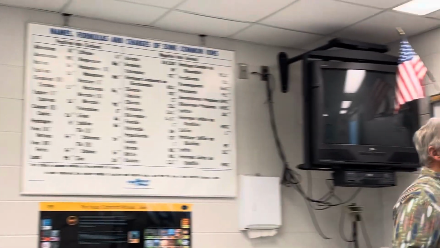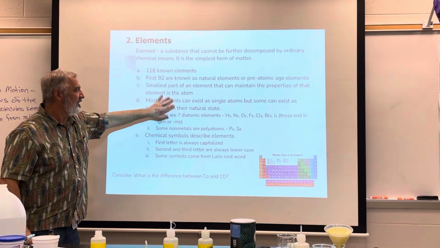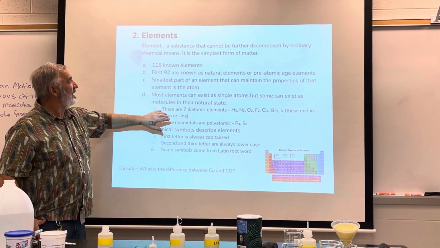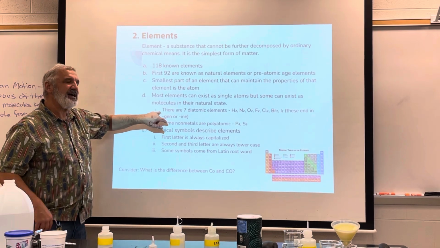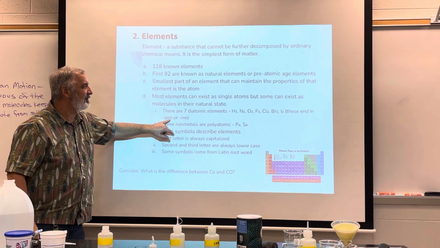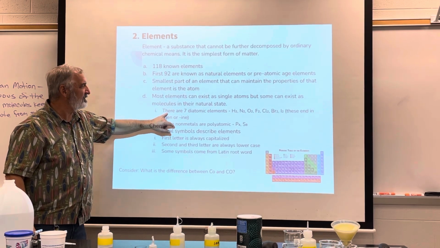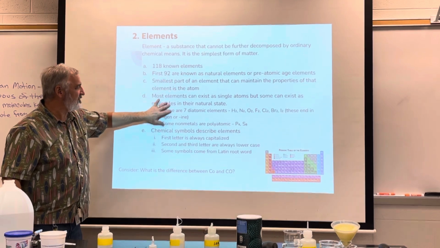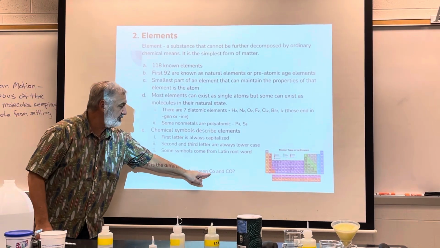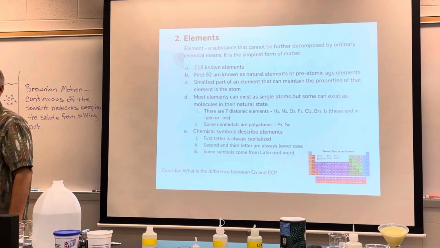Elements are the simplest form. It's the smallest part of an element. We have our chemical symbols. Some come from Latin. And then when we come in on Monday, well, actually Monday's going to be the lab. But we'll just talk. We're going to have to memorize these 7 diatomic molecules, diatomic elements. So the key is that it's going to be here. What's the difference here between CO and CO? Ponder that over the weekend. Go Jags.